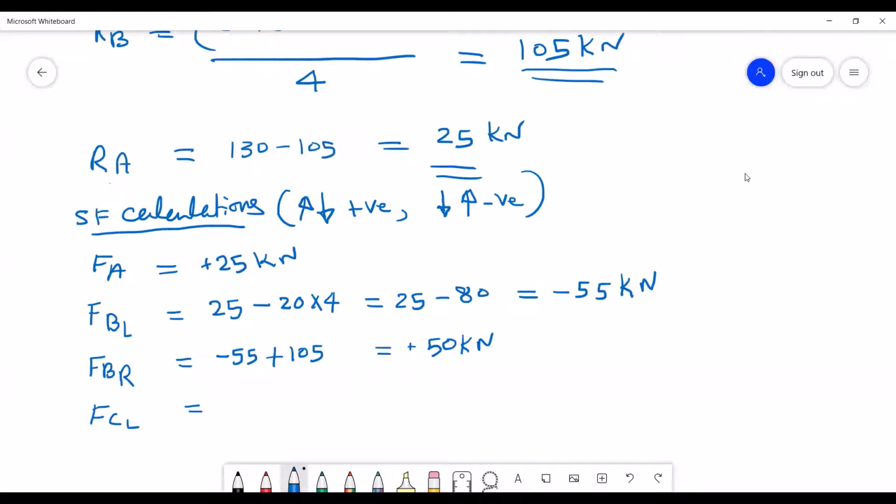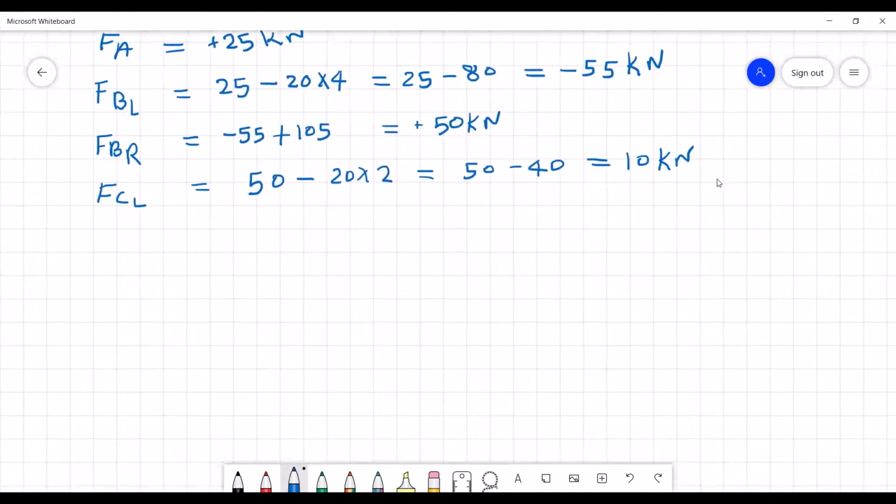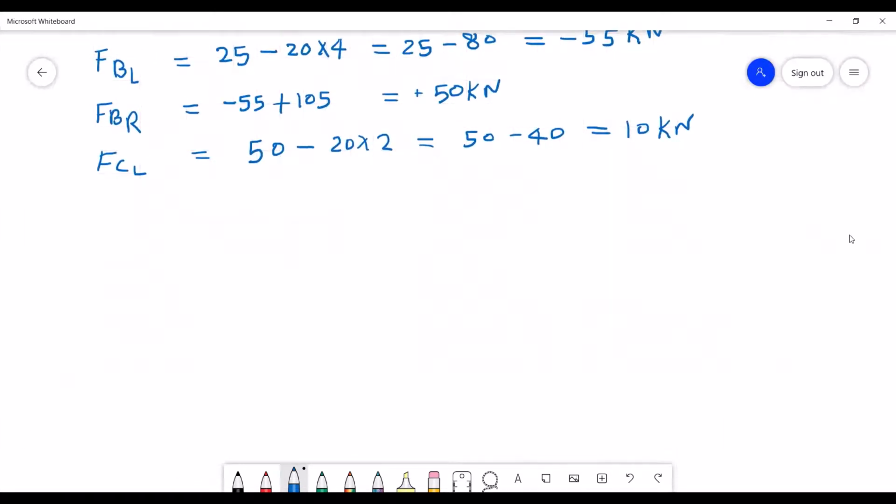On the left side of B, we have to start only from 50, plus 50 is there. And on the left side, we have a uniformly distributed load of 20 that is spread only for 2 meters. So 20 into 4... it means 50 minus 40, that is 10 kilonewton. It means the load at the left side of B is only 4 kilonewton. That also we found out.